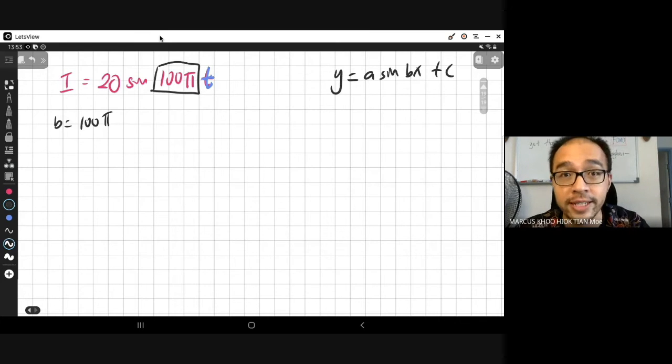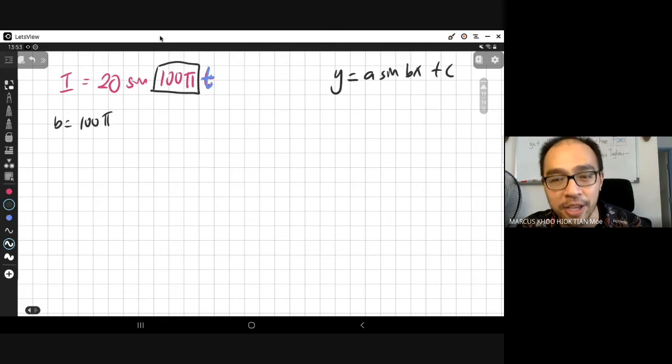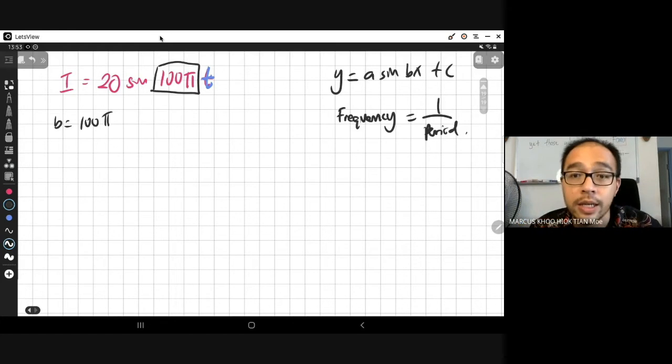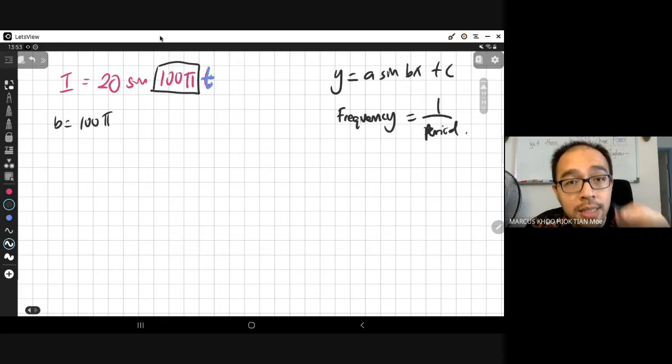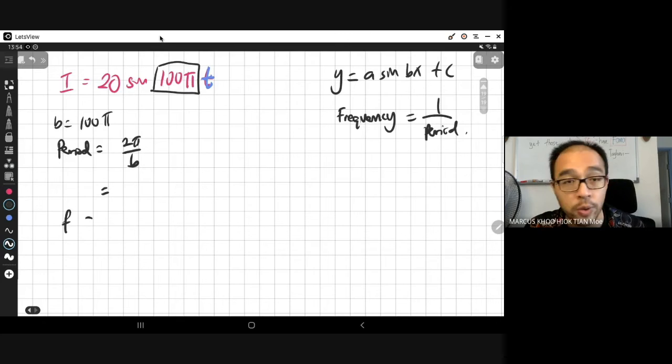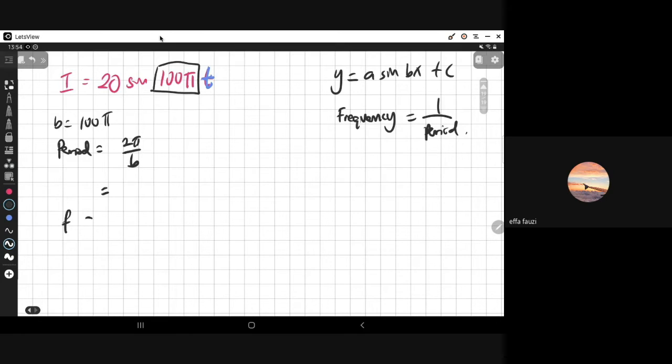This is where physics comes in. Whoever dropped physics, gosh. Try to remember this. Remember that frequency is 1 over period. Since we have the letter B, we can calculate the period, and from the period, we can calculate the frequency. So I'm going to write it out for you. Period equals 2 pi over B. Give me the period and then give me the frequency. 0.02. And the frequency?